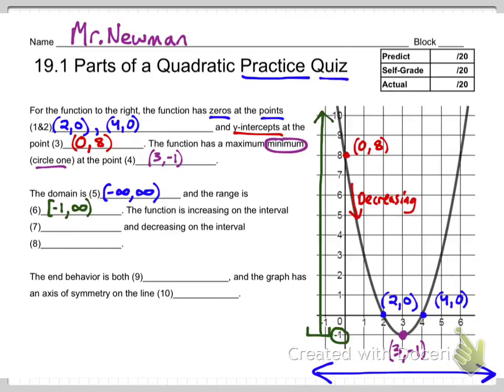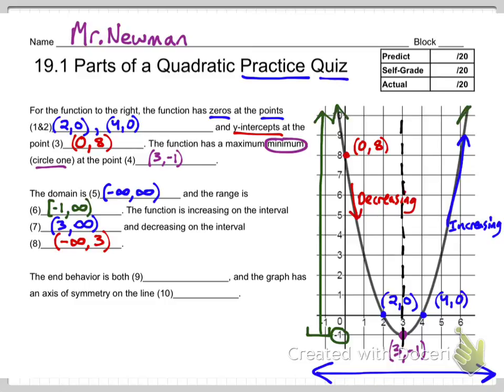On the left side, this parabola is decreasing. On the right side, it is increasing. And so the interval for the increasing is going to be from this dotted line, because that is where it changes from decreasing to increasing. And that dotted line goes through 3. So from 3 to infinity, it's increasing. And from negative infinity all the way up to 3, it is decreasing.